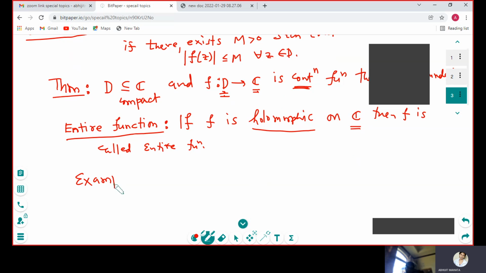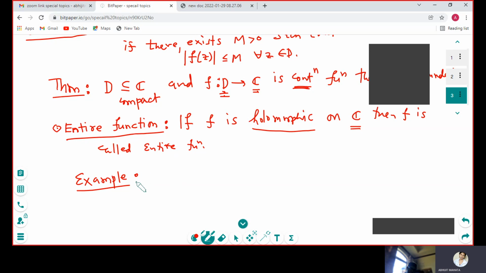In complex analysis, people basically study holomorphic functions, and also entire functions, or you can say the properties of entire functions. People are actually interested in studying the properties of entire functions, and also weaker functions like holomorphic functions.